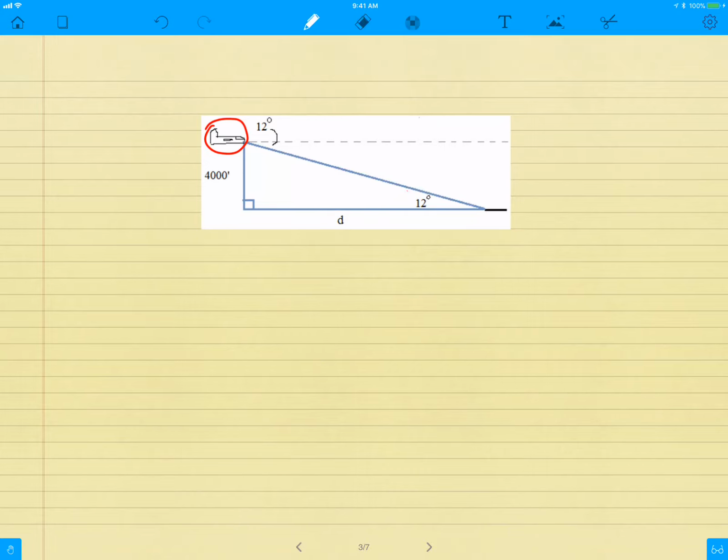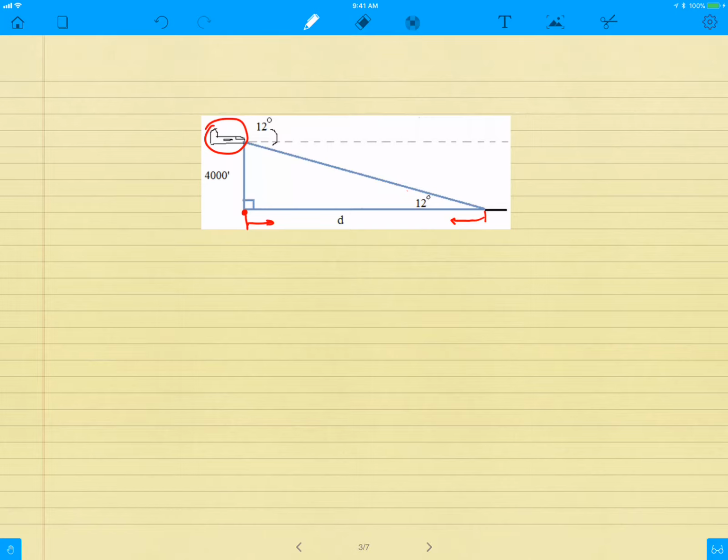So on this problem, we're going to try to find the linear distance on the ground. The ground distance from the spot directly below the airplane to the runway where it's trying to land. So that's the distance we're trying to find, this linear distance from here to here. That's the letter D that they use. Now again, you can use any variable that you like. They use the D. I'm going to use X on this particular problem.